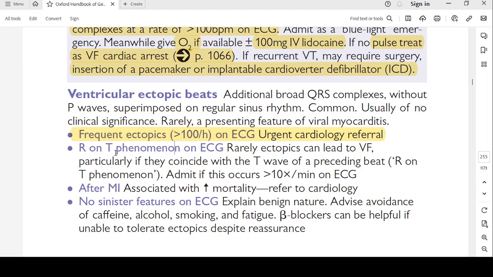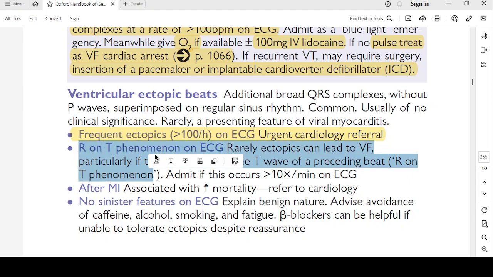R on T phenomenon on ECG: rarely, ectopics can lead to ventricular fibrillation, particularly if they coincide with the T wave of a preceding beat. This is seen on the ECG. If you see this and suspect it, admit if it occurs more than 10 times per minute. After MI, ventricular ectopics are associated with increased mortality, so refer to cardiology.